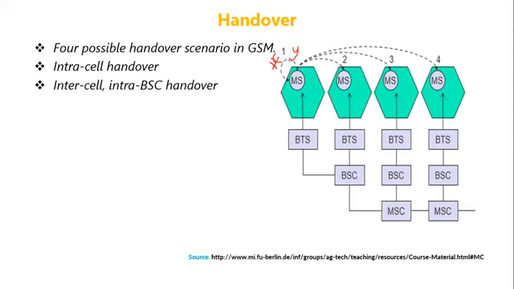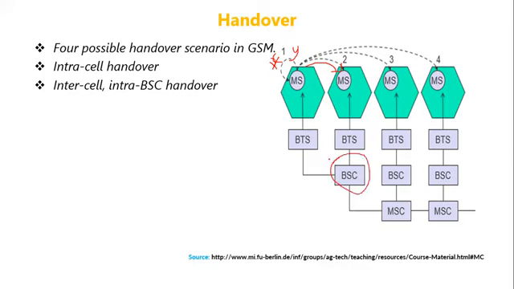Intercell or intra-BSC handover. So this is a typical handover scenario. Here the mobile station moves from one cell to another cell. So this is the second case. The mobile station moves from one cell to another cell, but it stays within the control of the same BSC.